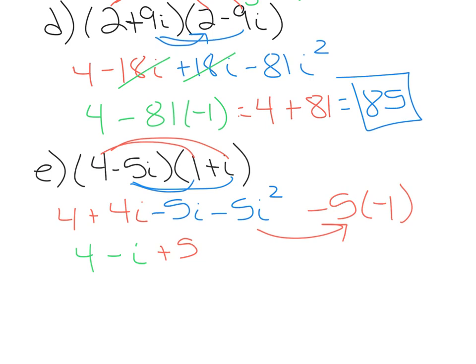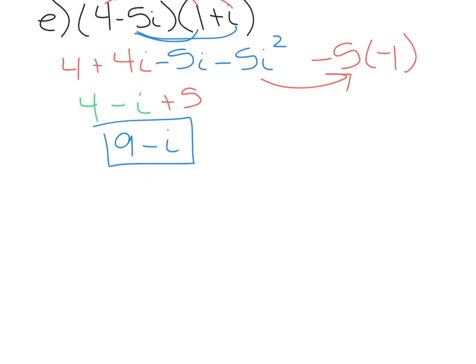So we end up with 9. 4 plus 5 is 9. So 9 minus i. This 4 plus this 5 makes the 9, and here's the negative i right here, the second term.